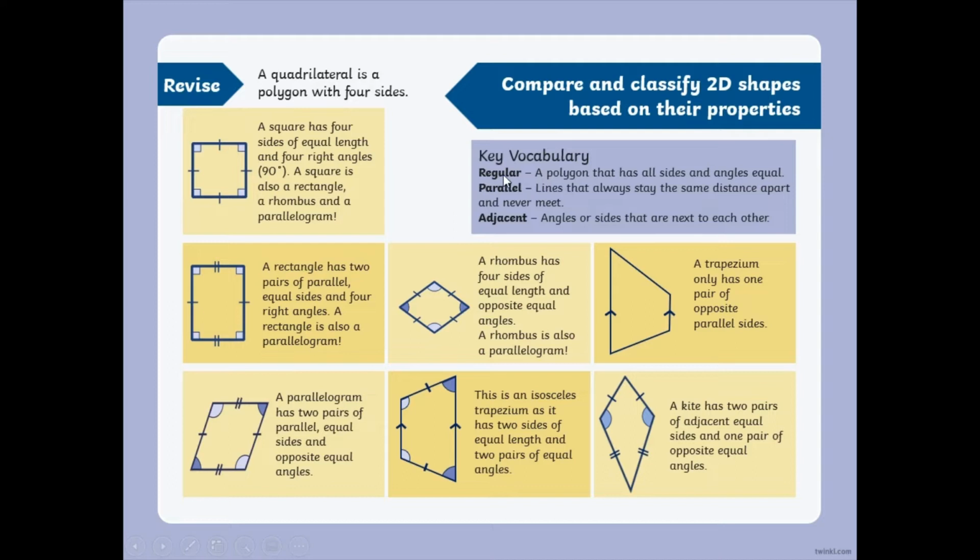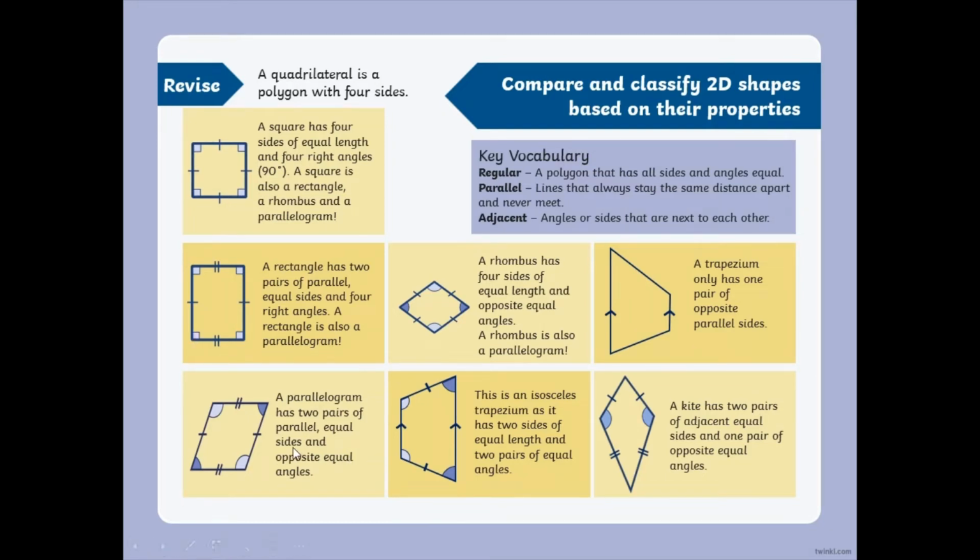Again, remember the key vocabulary here: regular, parallel, adjacent. A rectangle has 2 pairs of parallel sides, 1 and 2. You can see how they've been identified here. A rectangle is also a parallelogram.